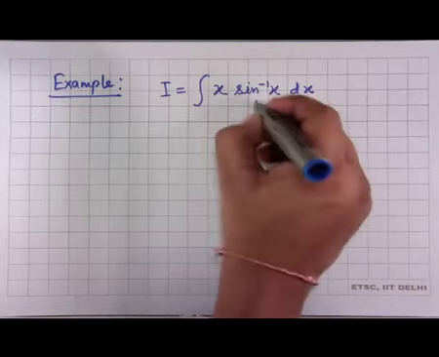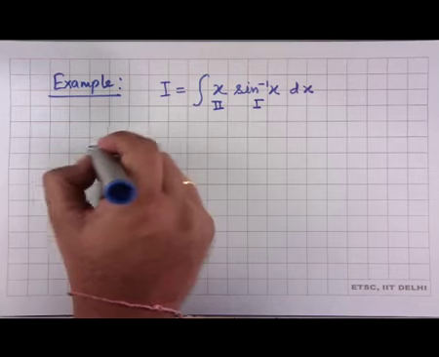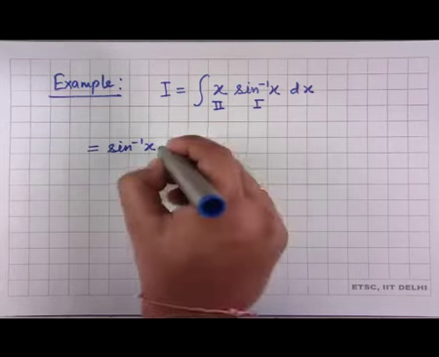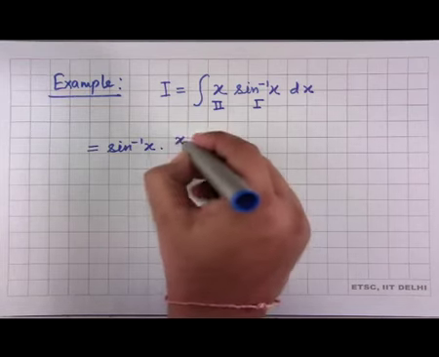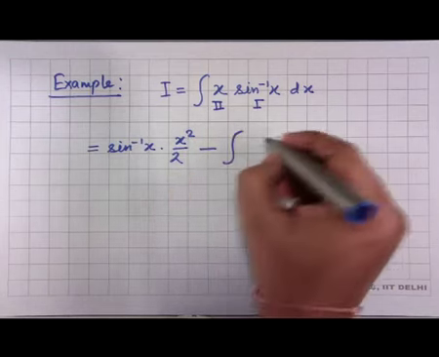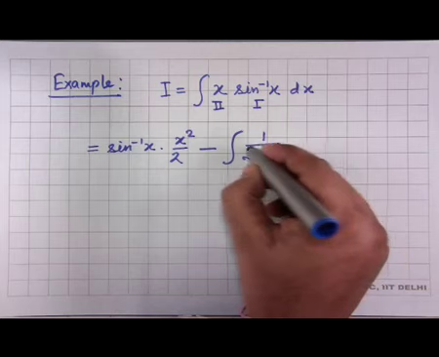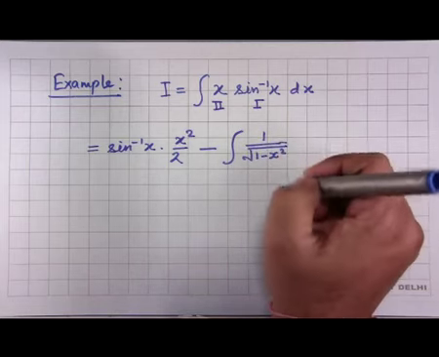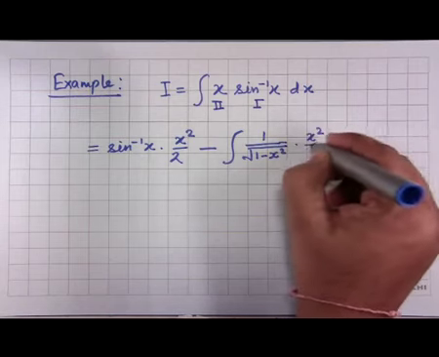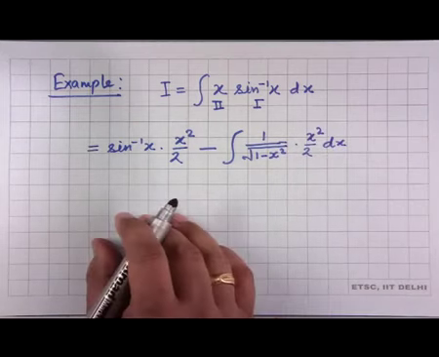Therefore, we will call sine inverse x the first function and x the second function, so that the integral becomes sine inverse x into integration of the second, which I can write directly as x square by 2, minus integration of the differentiation of sine inverse x, which is 1 by square root of 1 minus x squared, into integration of the second, x square by 2, dx.